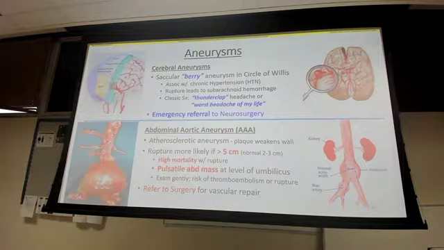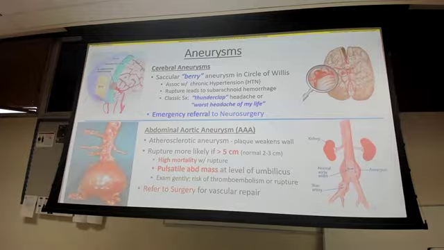If a patient comes to you and they have the worst headache of their life, and they're in distress, and you find this, you need to get them to a neurosurgeon. There's no delay in that. You need to get them to a neurosurgeon because if not, this patient's going to die.